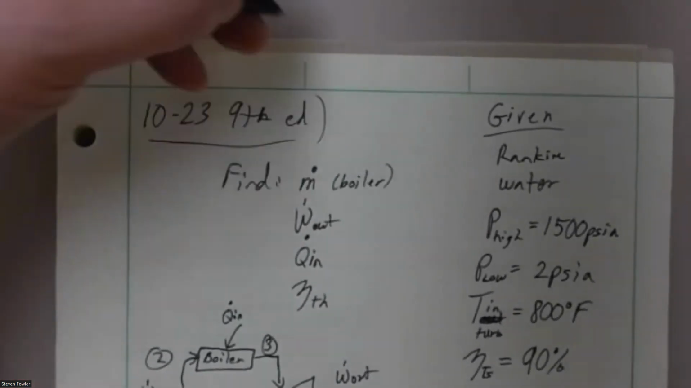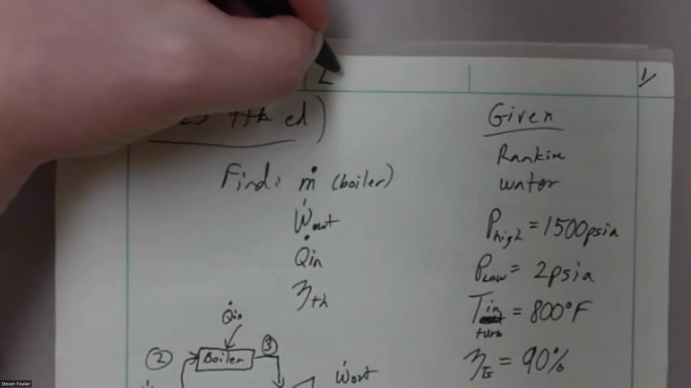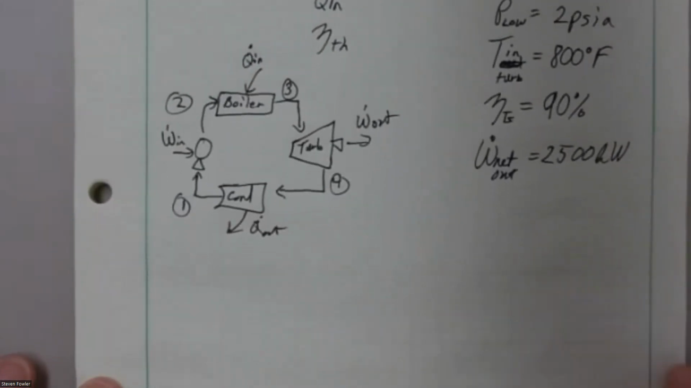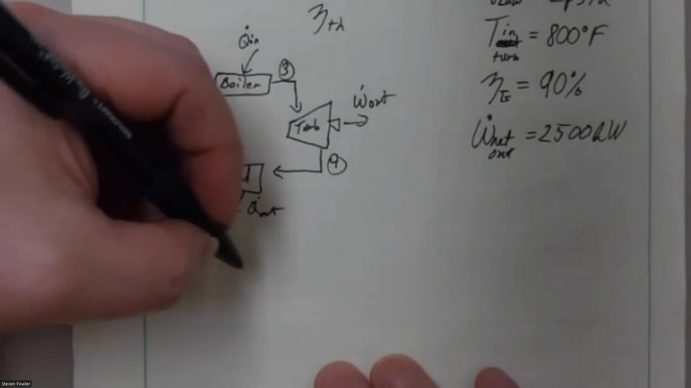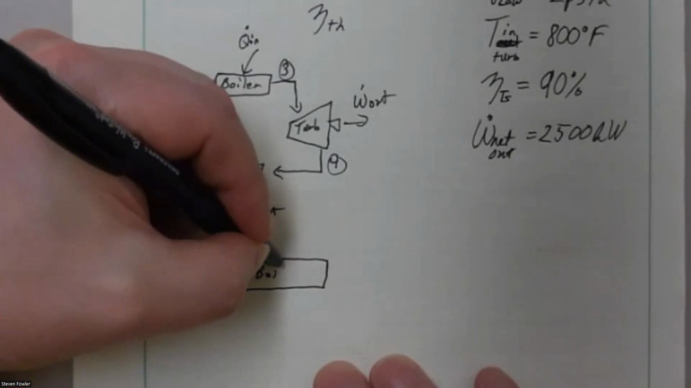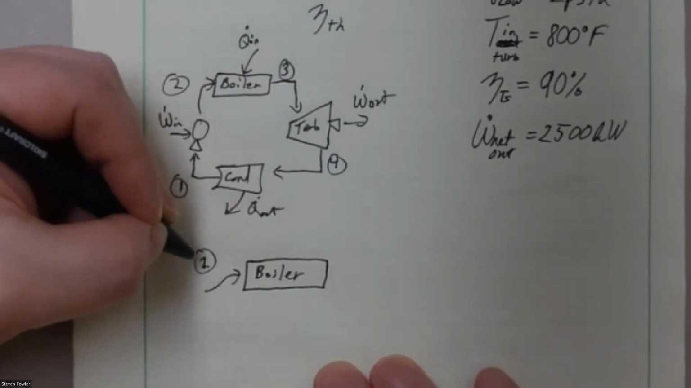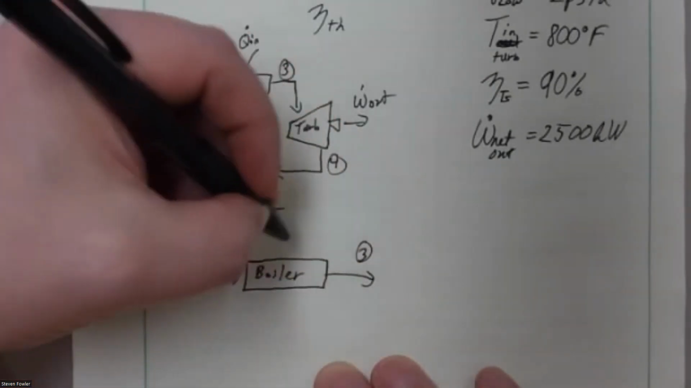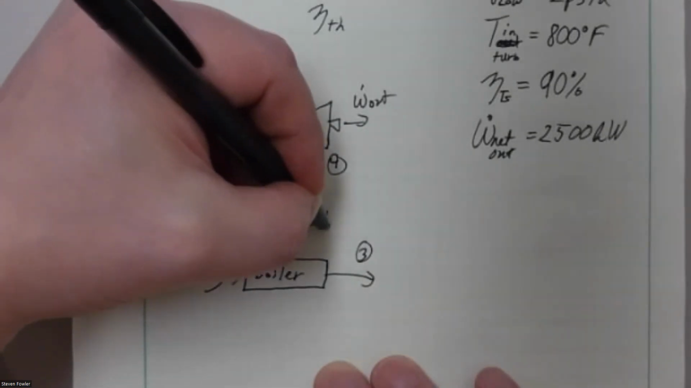Now I'm going to put up the top here, this is page 1 of something. It's going to be L26. Otherwise, I'll lose track of which page I'm on because I'm about to have a bunch of pages here. All right, the boiler then. If we look at the boiler, because that's what the problem statement is asking for, find the mass flow rate in the boiler. I've got state 2 coming into the boiler, state 3 going out. The only other thing crossing the boundary is the rate of heat coming in.